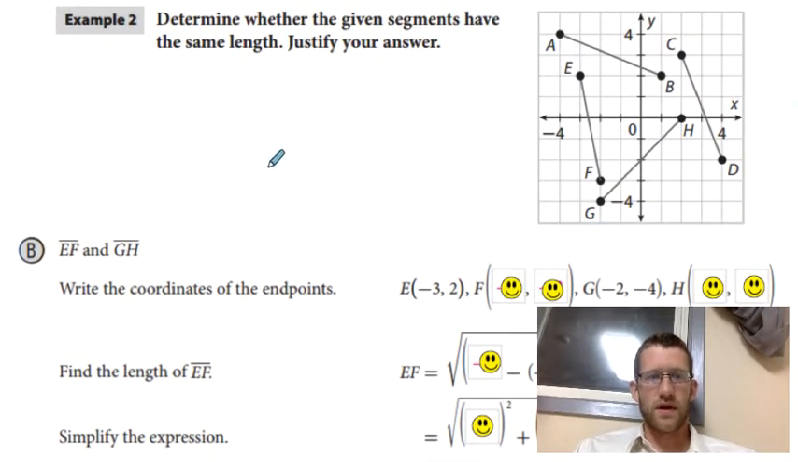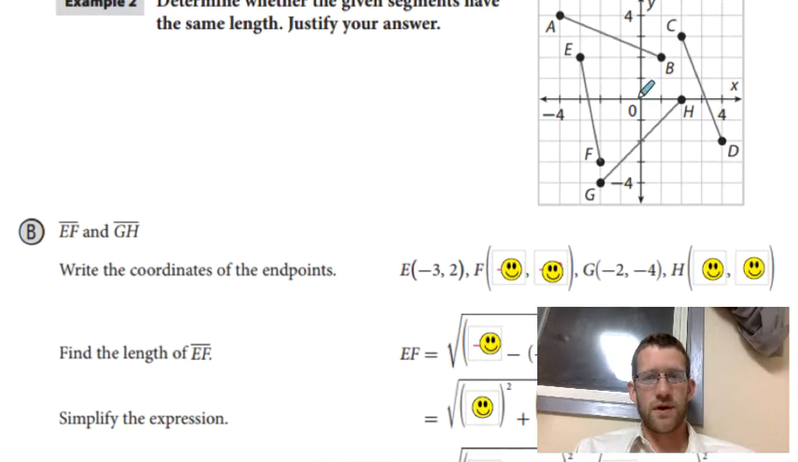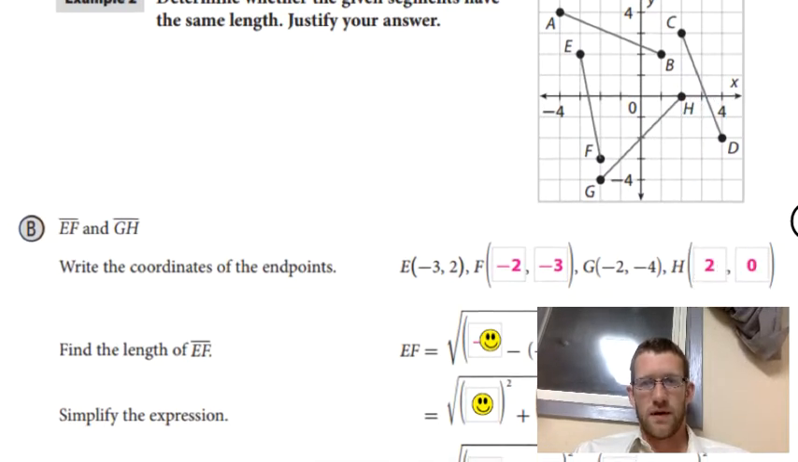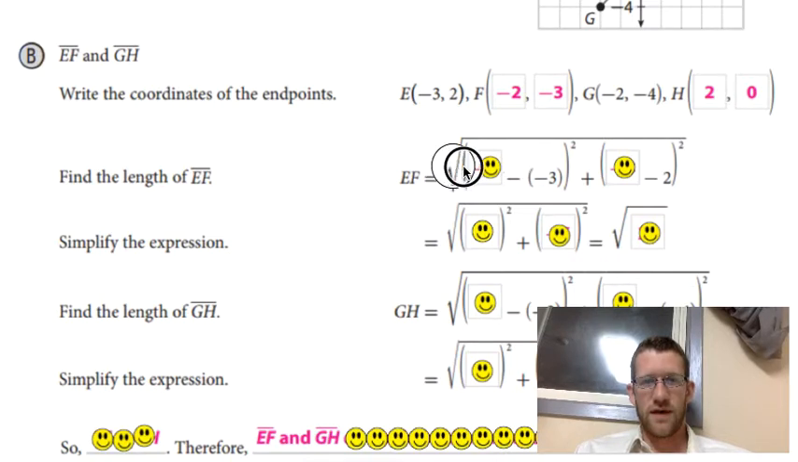Okay, so this one here, I'm going to skip to part B. It asks you to determine whether the segments have the same length. So what's the length of EF and GH? To use the distance formula, you have to figure out the coordinates of E. That's at -3, 2. Coordinates for F, -2, -3. You plug those into the formula. Similar to G and H, you find H, which is at 2, 0, and then you plug all those numbers into the formula.